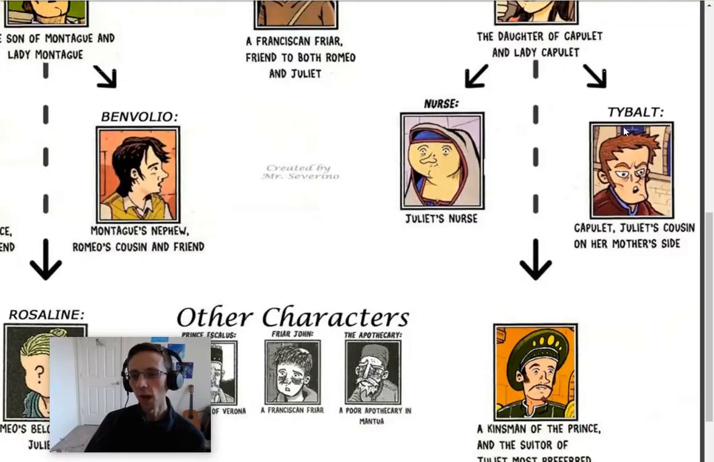Okay, down here, also on the Capulet side, we have Tybalt. He is Juliet's cousin, and he is a hot-headed troublemaker. He is going to be the cause of a lot of problems in this play because he cannot control his temper.